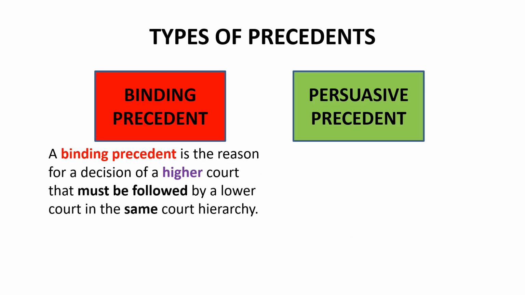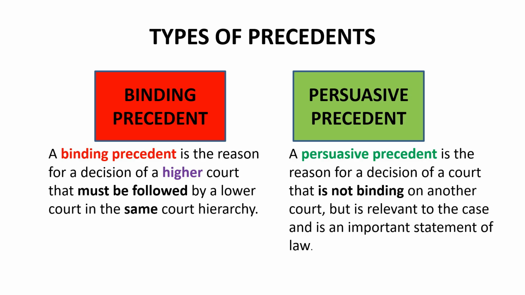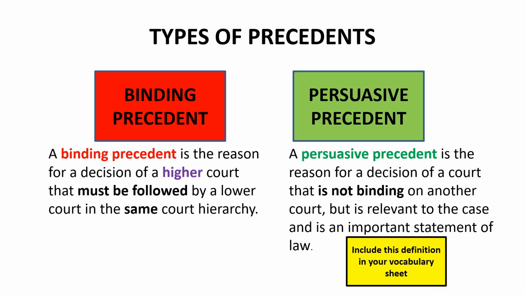Remember that I've said there are two types of precedents. One type of precedent is a binding precedent, which is what we've just looked at. The other type of precedent is a persuasive precedent. A persuasive precedent is the reason for a decision of a court that is not binding on another court but is relevant to the case and is an important statement of law. Look down the left-hand side of your vocabulary sheet, find the term persuasive precedent and write this definition in there.